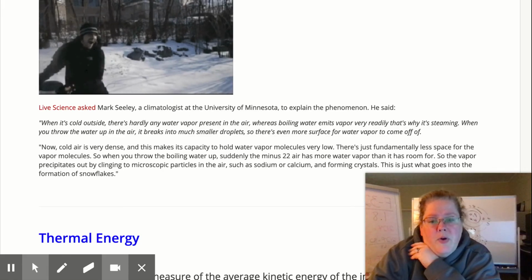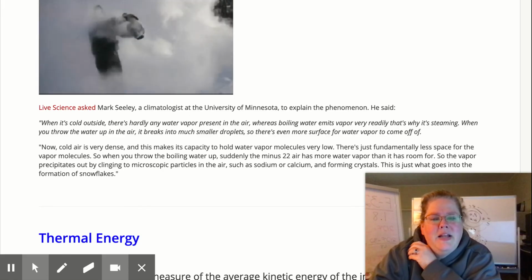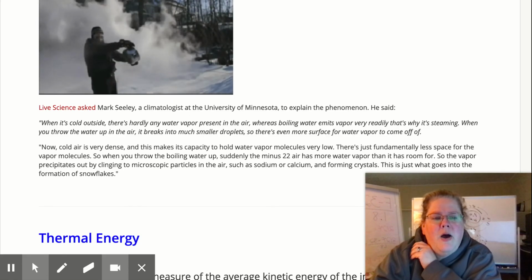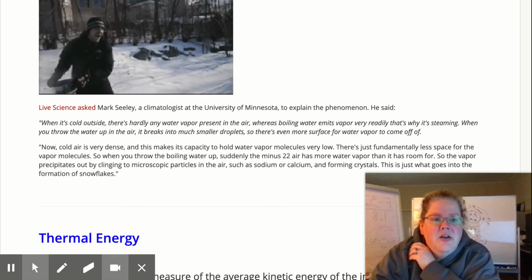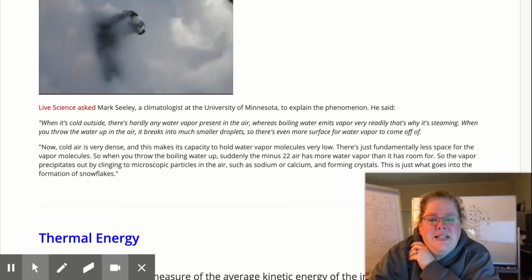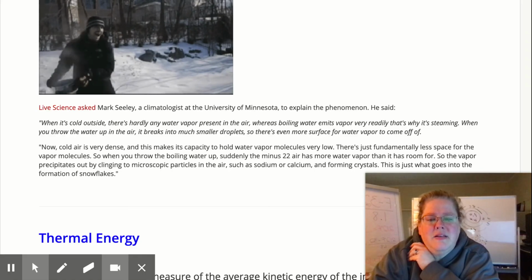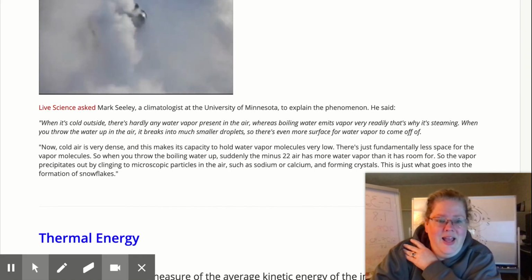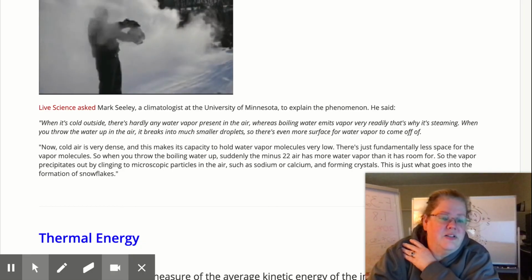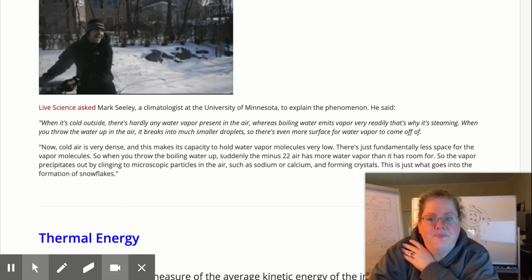So when you throw the boiling water up, there's suddenly the minus 22 degree air. There is more water vapor than there's room for it. So the vapor precipitates out by clinging to microscopic particles in the air, such as sodium and calcium, and they form crystals. In other words, you're instantly forming snowflakes.